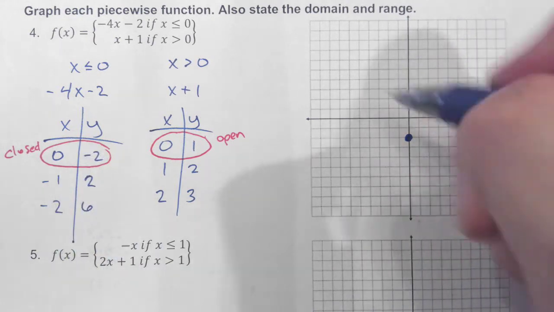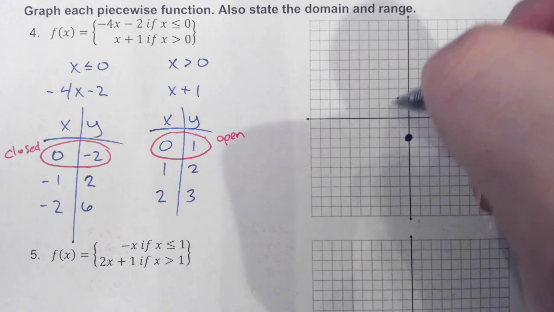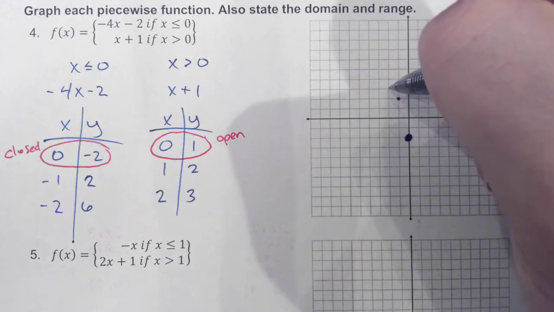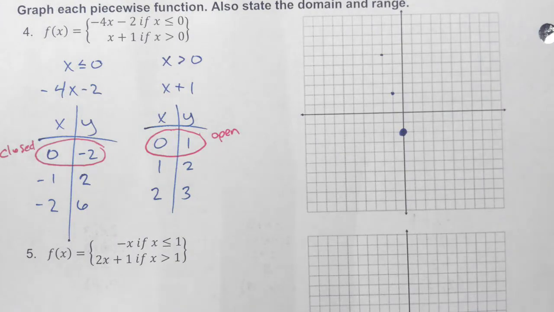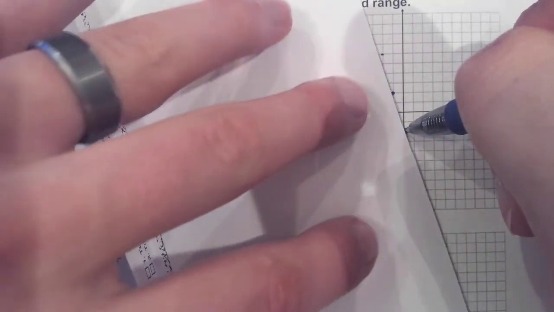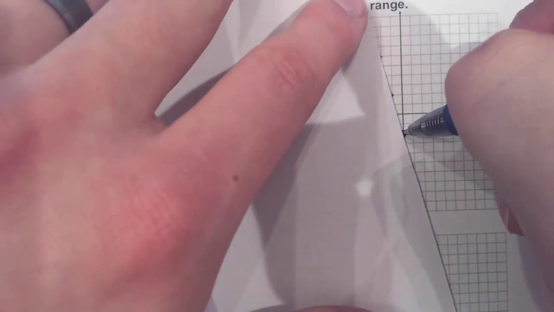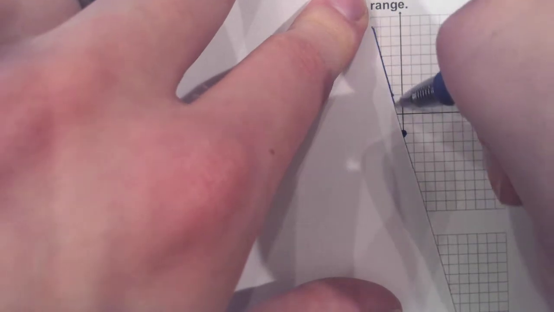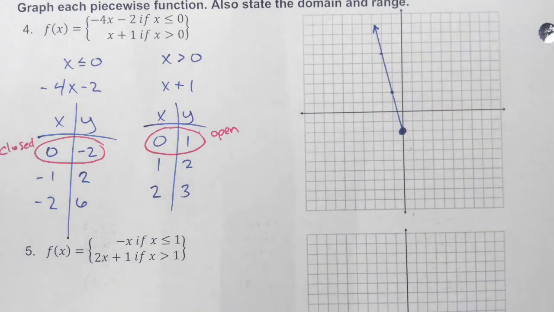And then I've got left 1, up 2. And then I've got left 2, up 6. 2, 3, 4, 5, 6. I'm going to use my straight edge. I start at that big, bold point, and I connect it with my other 2 points. I like to use a straight edge because I like to be exact. And put that arrowhead in that direction.